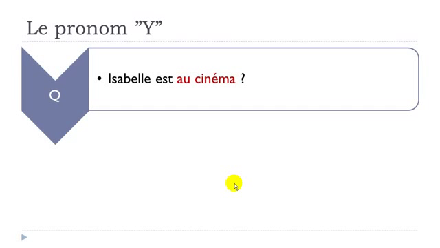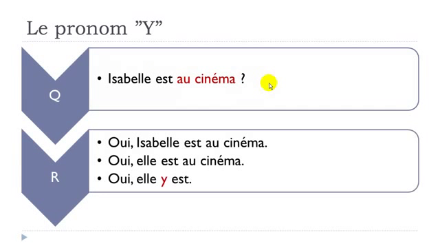And now, it's a place. Cinéma. Isabelle est au cinéma? Oui, Isabelle est au cinéma. Repeat everything. Second one, you just don't want to repeat Isabelle. Oui, elle est au cinéma. Alright? Third one, just want to avoid repeating Isabelle and au cinéma. Oui, elle y est. Alright? Oui, Isabelle est au cinéma. Oui, elle est au cinéma. Oui, elle y est.